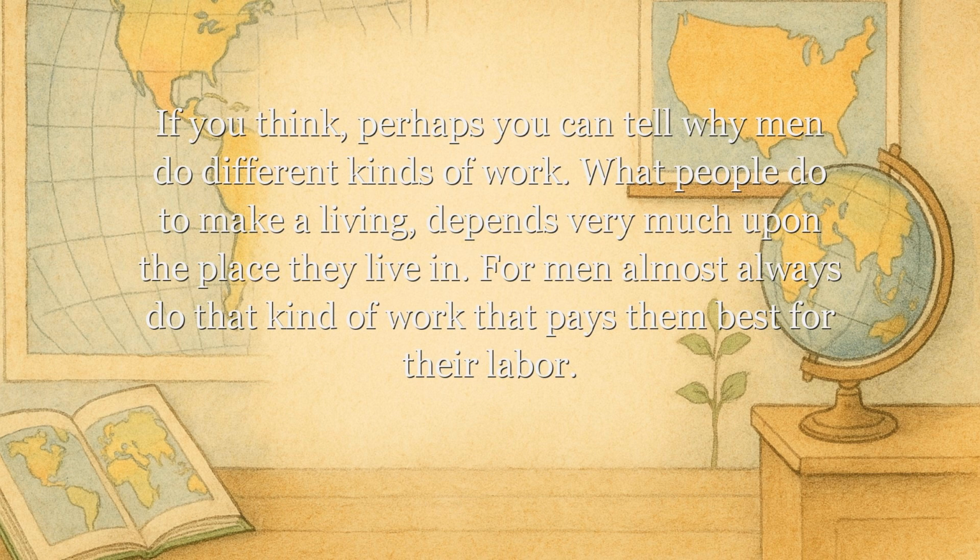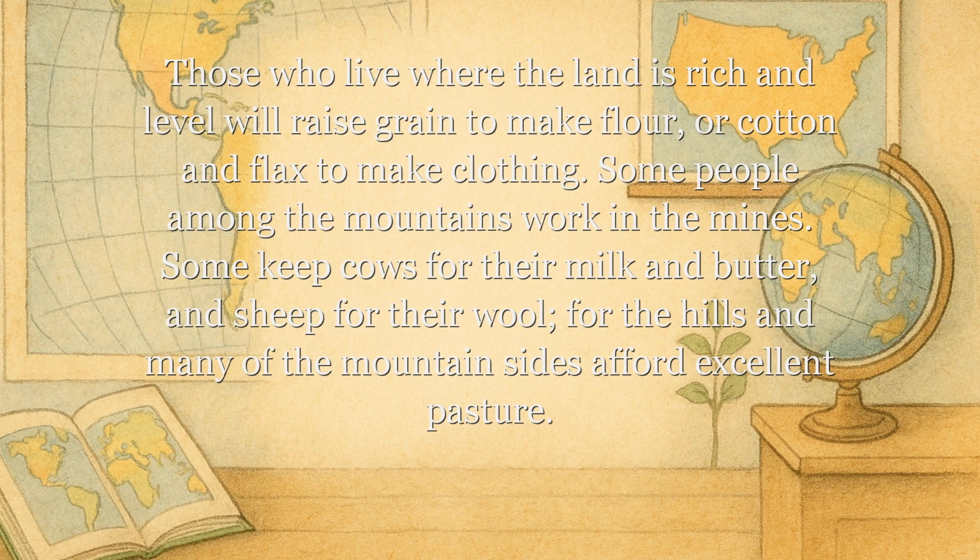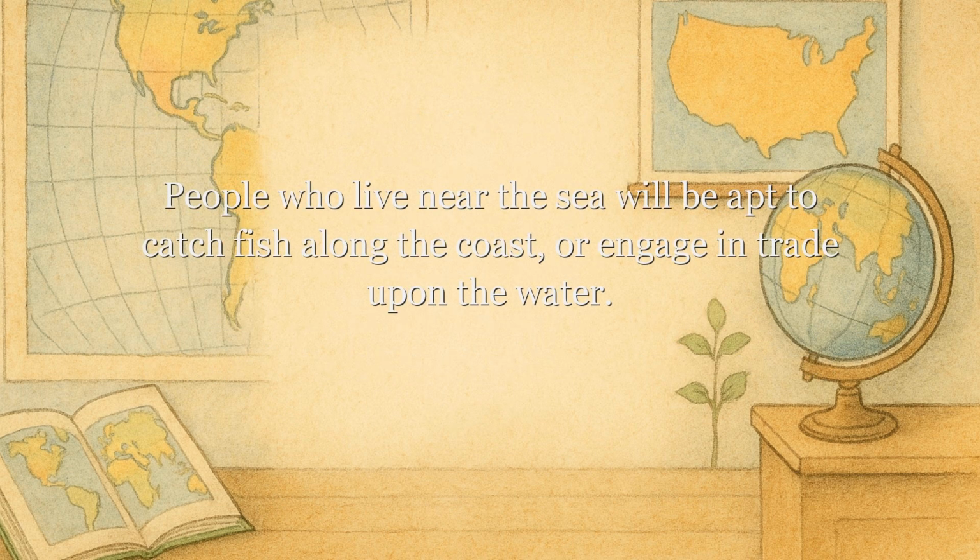What people do to make a living depends very much upon the place they live in, for men almost always do that kind of work that pays them best for their labor. Those who live where the land is rich and level will raise grain to make flour, or cotton and flax to make clothing. Some people among the mountains work in the mines, some keep cows for their milk and butter, and sheep for their wool, for the hills and many of the mountainsides afford excellent pasture. People who live near the sea will be apt to catch fish along the coast, or engage in trade upon the water.